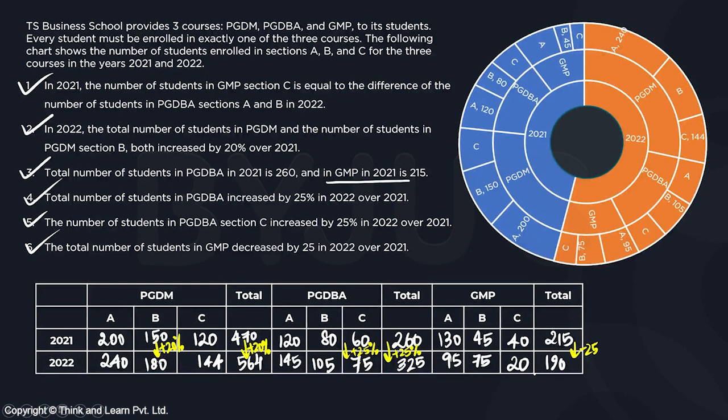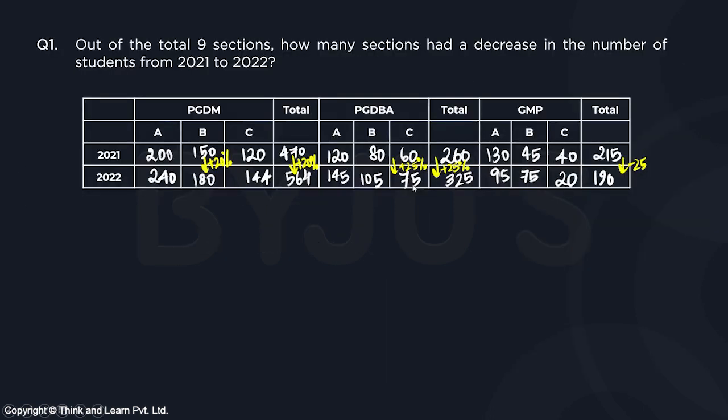Once we know all the values, now we are completely prepared to solve the questions. Question number 1. Out of a total of 9 sections, how many sections had a decrease in the number of students from 2021 to 2022? So this is an increase, this is an increase, this is an increase, this is an increase, this is an increase, this is an increase, this is also an increase, this is a decrease, this is an increase, and this is a decrease. So there are a total of only 2 sections out of 9 sections where we can see a decrease in the number of students from 2021 to 2022.